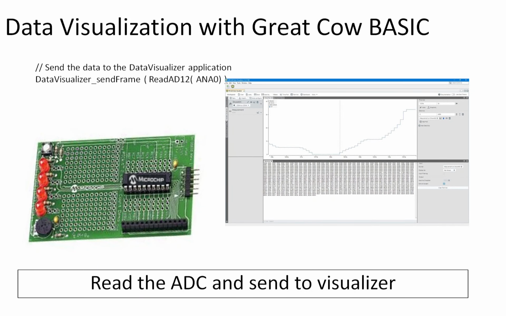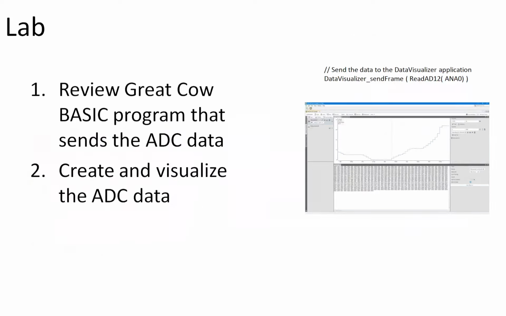What am I going to use to show you this? I'm going to use my trusty Microchip low pin count demo board. Why? Because it's got a sensor on it called a potentiometer, and all I'm going to do is send that data to the visualizer, and I'm going to show you how to set the visualizer up, read the ADC, and show data. So we're going to look at the program, create the visualization, and then call it a day.